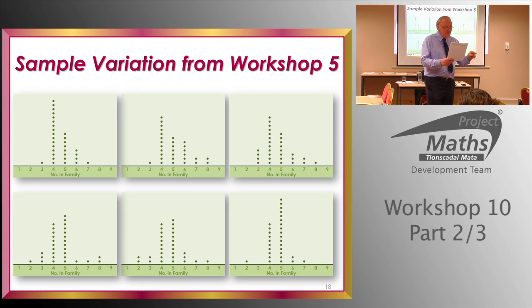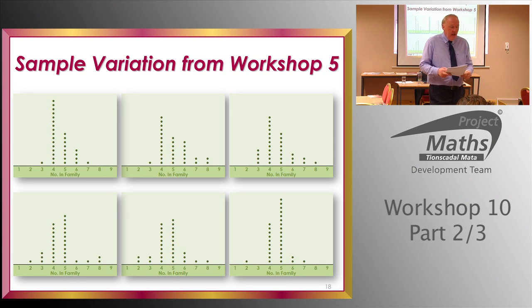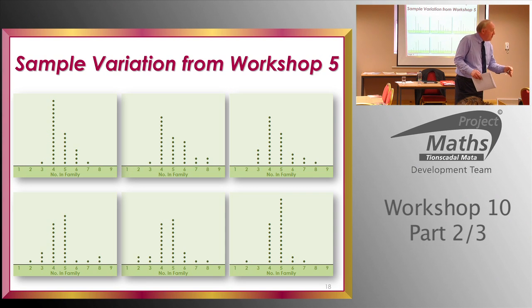Now, number 9, is it probable that a student could have 8 people in their household? No, not very likely. So it's possible, but not very probable. Is it possible to have somebody with 9? Of course. But on the evidence of the data, it's not very probable. We can only work on the evidence we have. Is that okay?